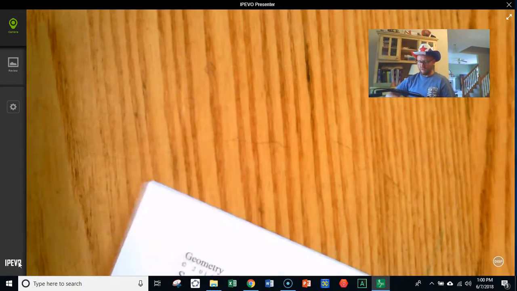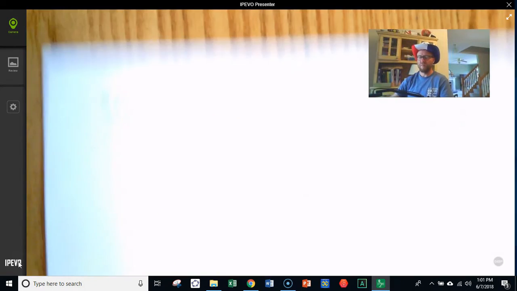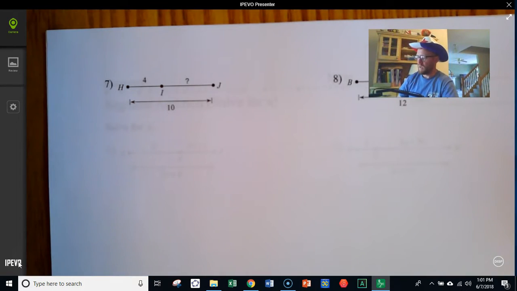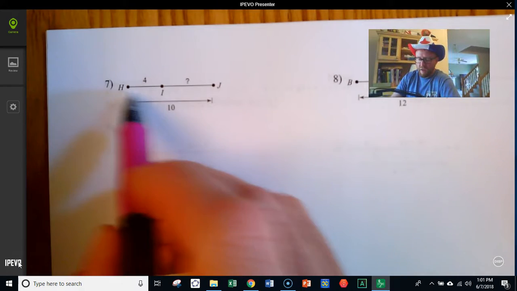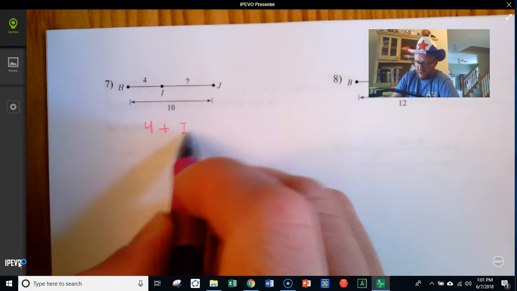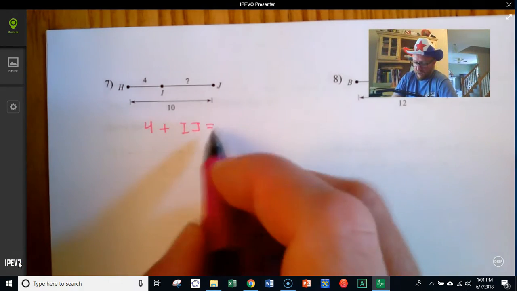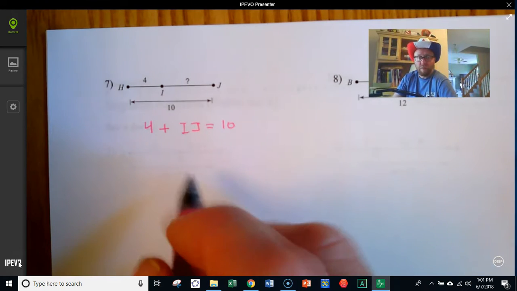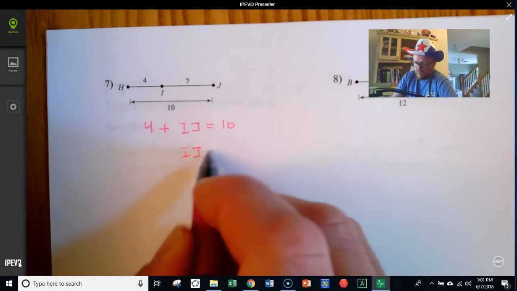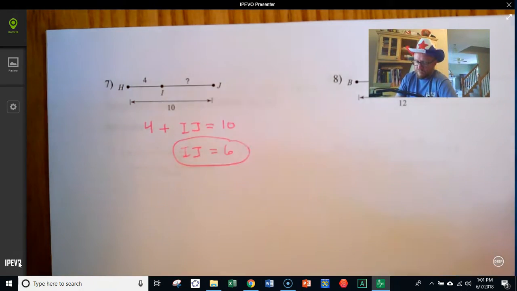All right, take a look at some more here. Okay, here we have HI, that's 4, plus IJ, don't know that one, equals HJ, that's 10, and we'll take 4 from each side to get IJ equals 6.